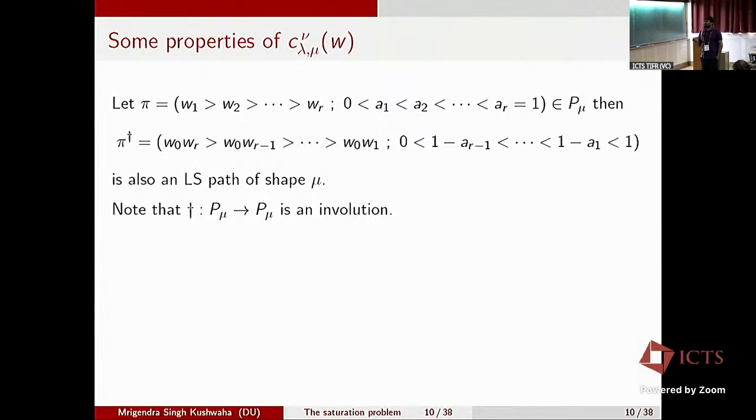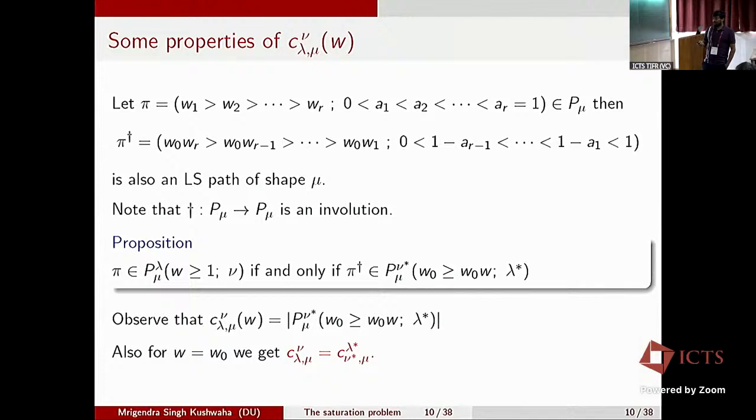Okay, so here are some more properties. There is another way I can count this refined tensor product multiplicity in terms of paths. Let pi be an LS path of shape mu. We define a pi dagger, given by Littelmann, that if I put W naught first, then this order will be reversed, right? And then these rationals I will also replace by 1 minus that, so this will also be reversed. He proved that this pi dagger will also be an LS path of shape mu. And this dagger map from P mu to P mu will be an involution.